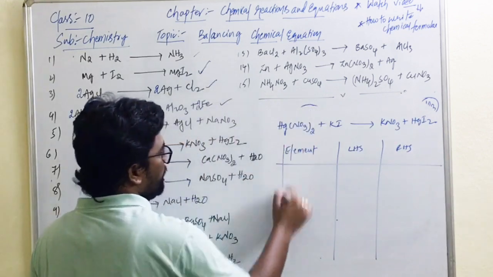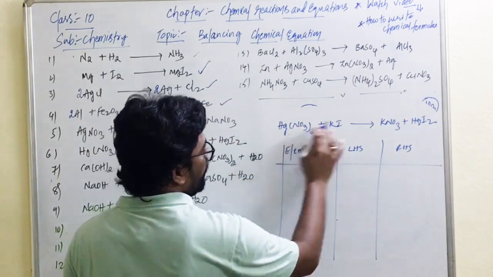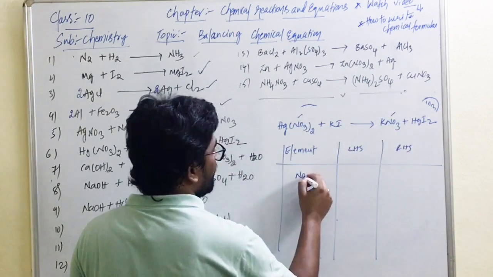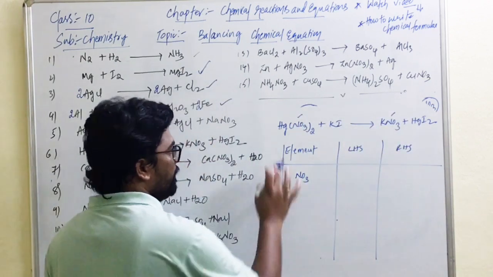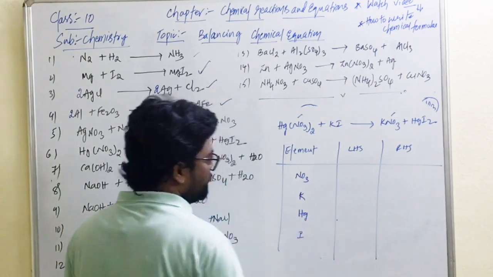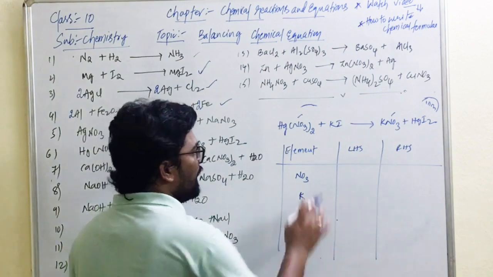Okay, now count. First, the polyatomic ion: we have a polyatomic ion on both sides. Write down the first polyatomic ion, NO3, nitrate, then the metals: potassium, silver and iodine. Okay, now count the nitrates on the left hand side.